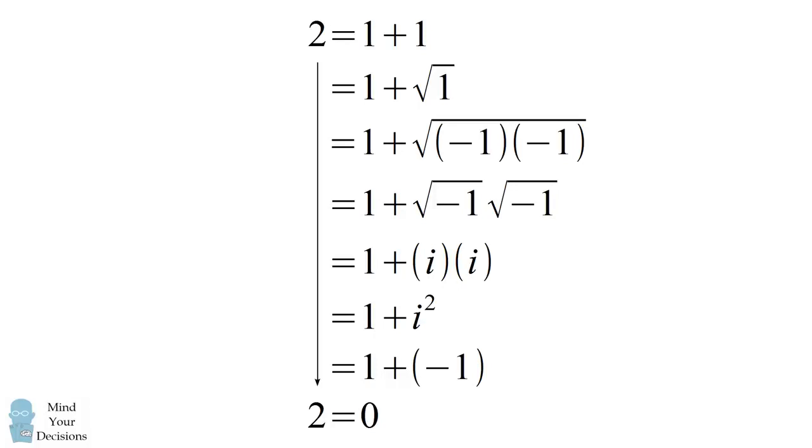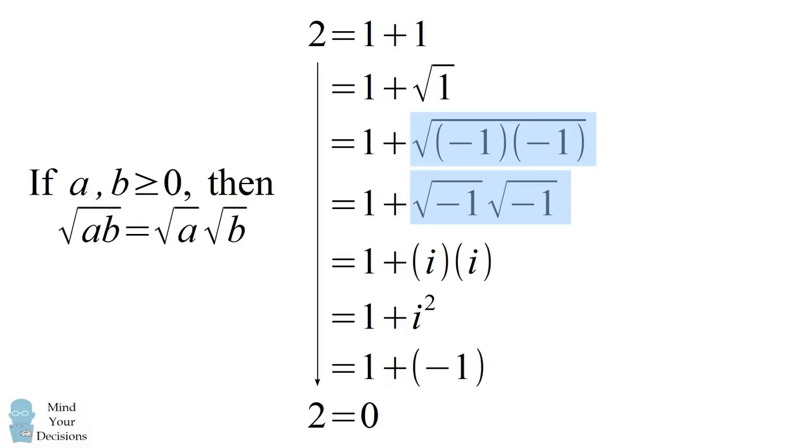When Wolfgang sent me this email, I immediately spotted the mistake because it is a common fallacy. The problem comes when you take the square root of a product of negative terms. It's okay to take the square root of negative 1 times negative 1. What you cannot do is then take the square root of each term.